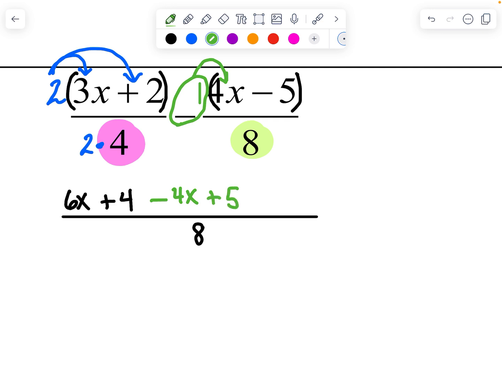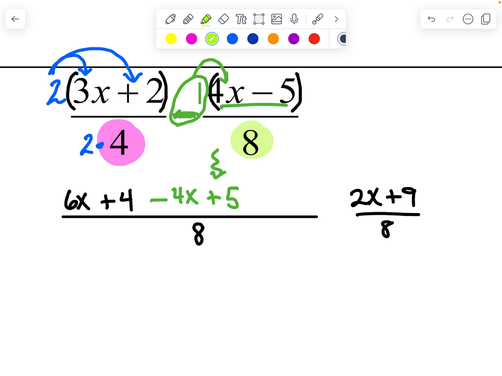And I can almost guarantee you, if you mess this problem up, it's because you have the wrong sign right there. This negative sign right here is asking me for the opposite of both these numbers. So we want the opposite of 4x, which is -4x. We want the opposite of 5, which is +5. Then we're going to combine terms. And friends, when we combine like terms, we have 6x minus 4x is 2x, and 4 plus 5 is 9 over 8.